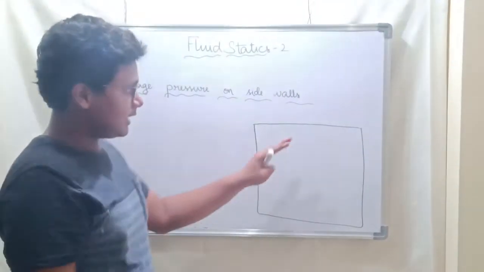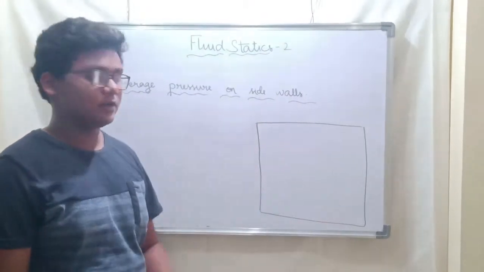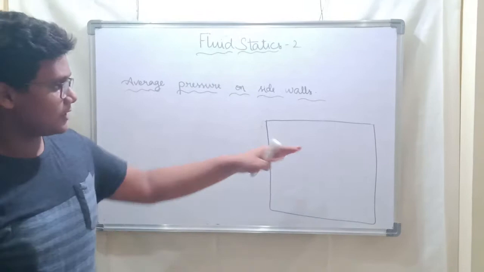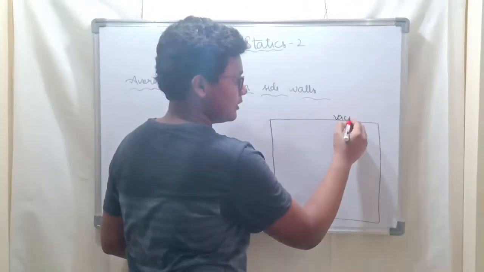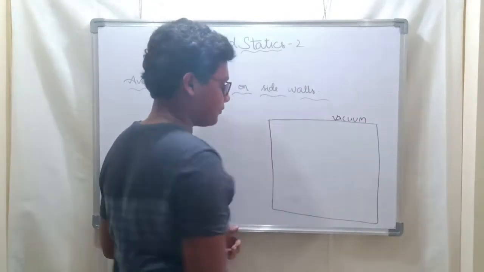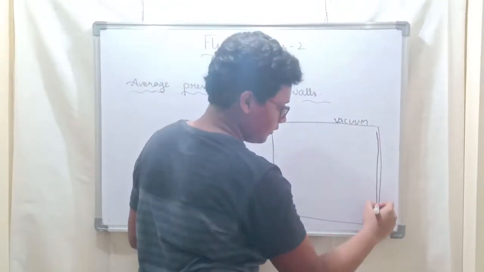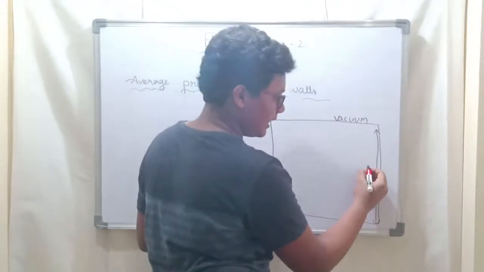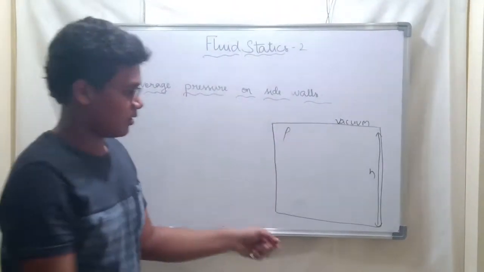Average pressure on the side walls. We will take a closed vessel. No atmospheric pressure is acting on this, because in a closed vessel no air will act with atmospheric pressure on that liquid. So we will take it as vacuum. This contains liquid of height h, and the density of this liquid is rho.